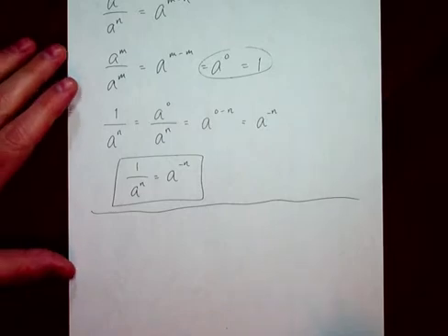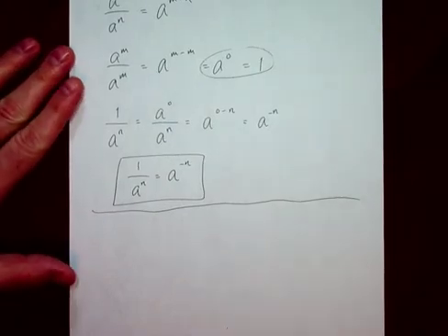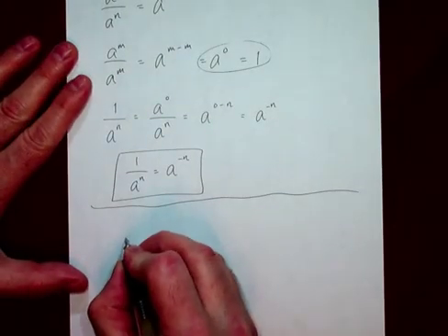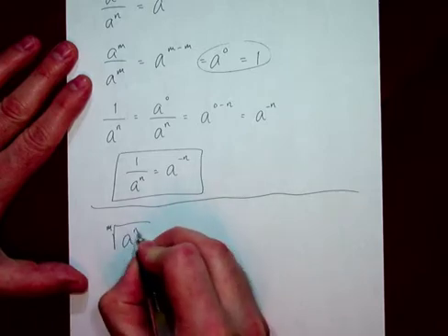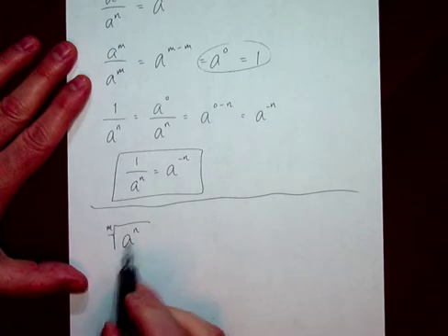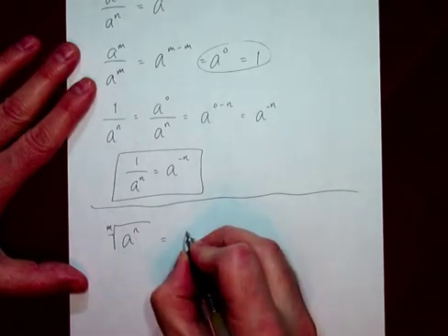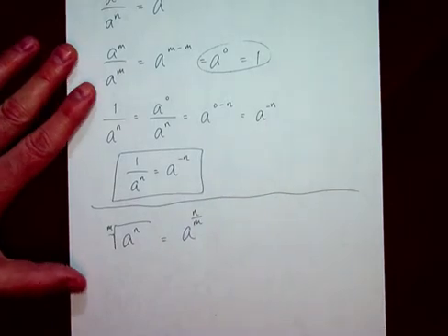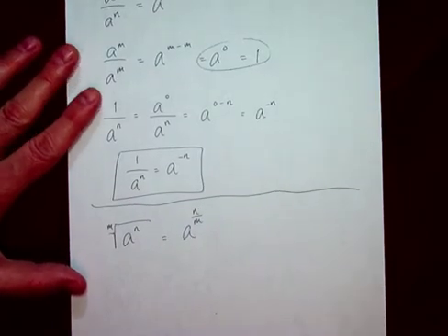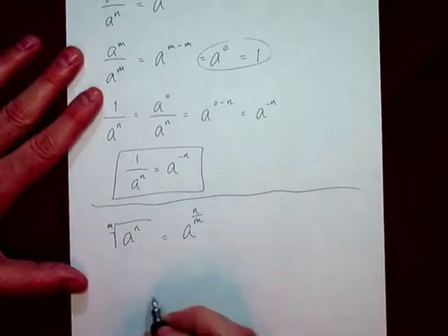So it should come as no surprise to us, and I know you've seen it before, that if I have a, the nth root of a to the m is a to the m over n. Okay, and we can do a numerical example of this.